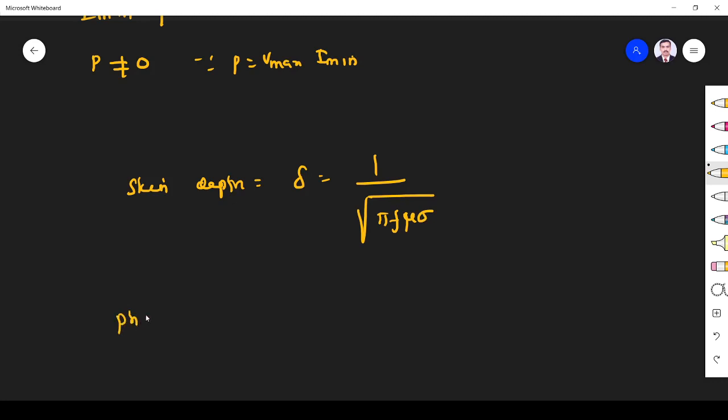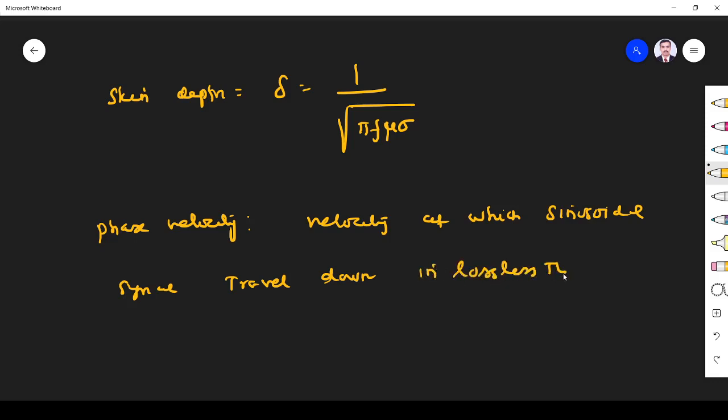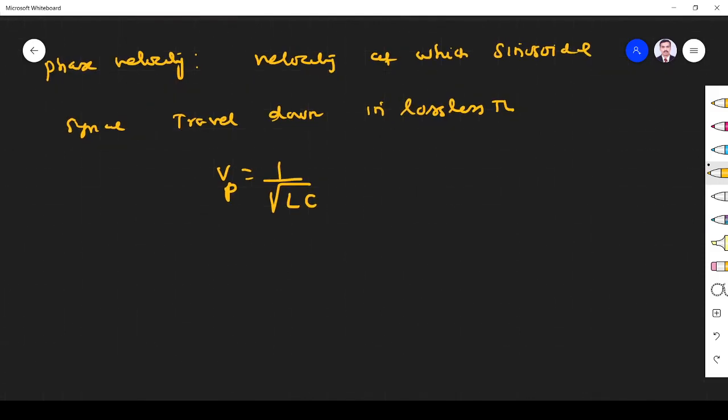Next one is phase velocity. It is the velocity at which a sinusoidal signal travels down a lossless transmission line. That is known as phase velocity, given by V is equal to 1 by root of L C. So this is another thing we must remember.